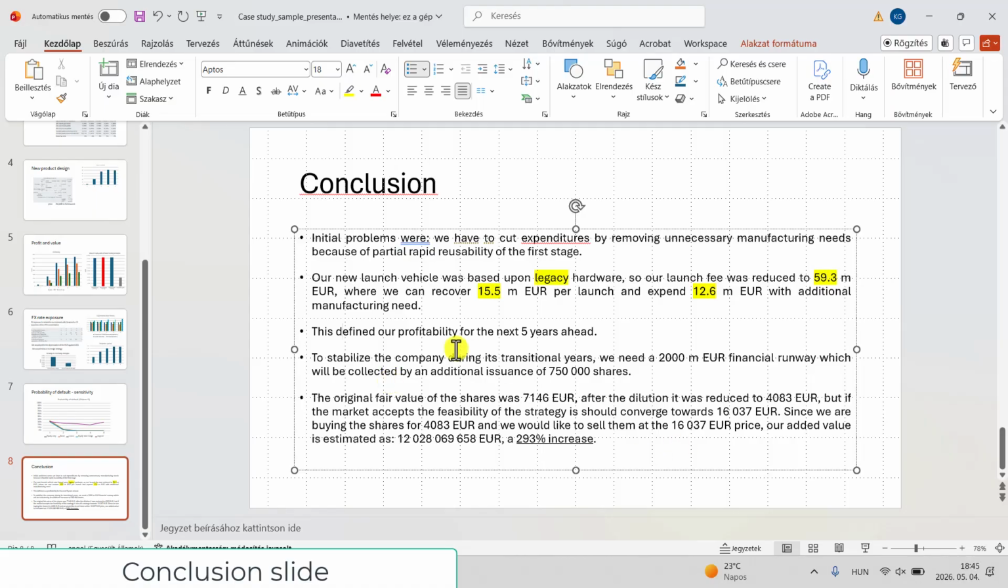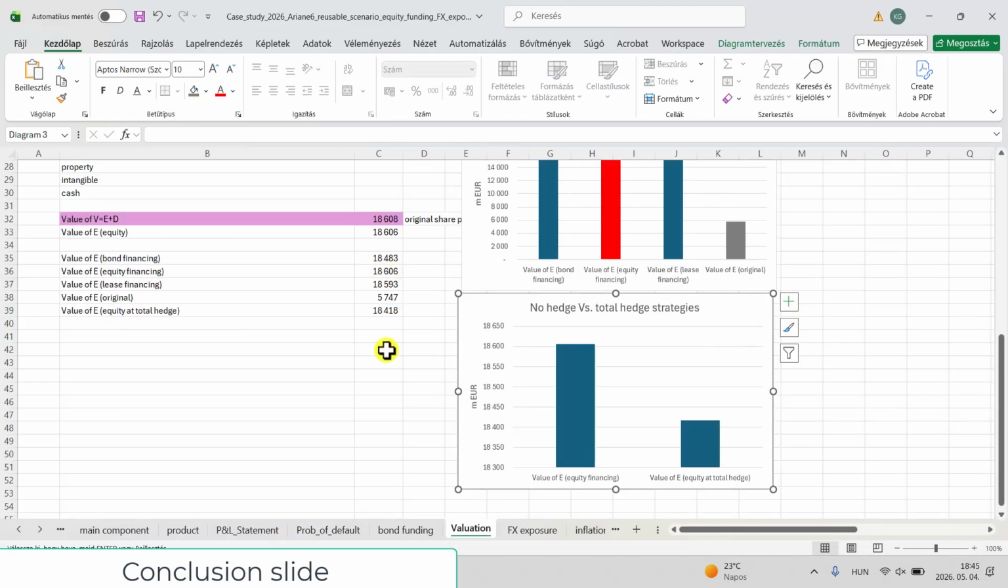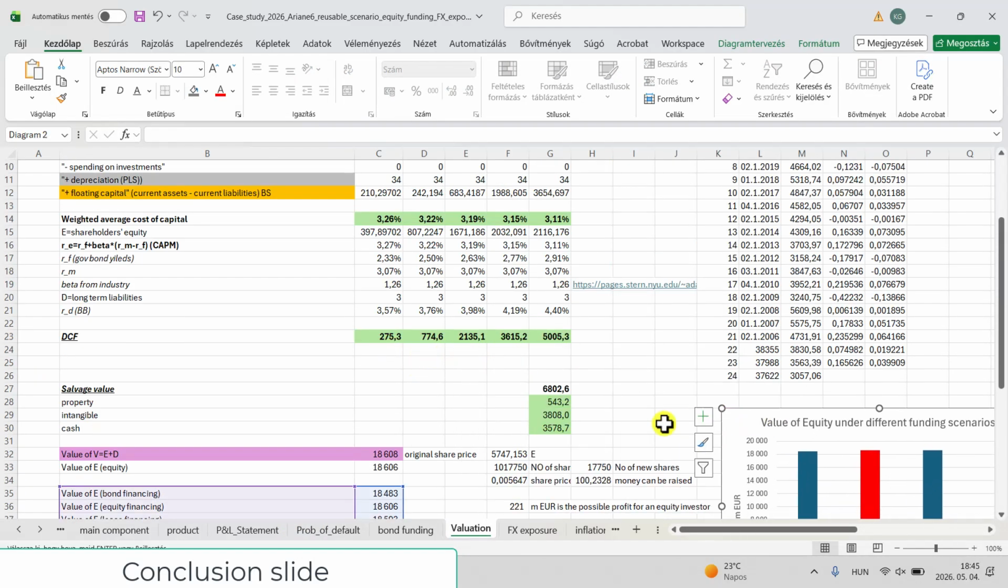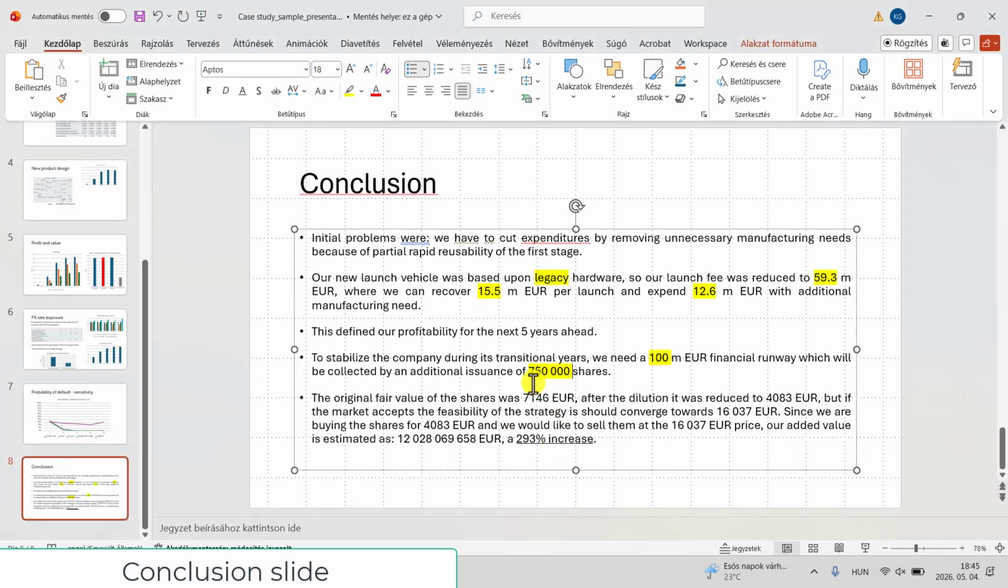Yes, it did. To stabilize the company during the transitional years, we need, at least I need, this 100 million euros is still better as a cushion, because we need a financial runway if things are going south or we have delays and so on. Things are exploding here and there, so obviously we need additional insurance of some shares. Again, in my case, it was a defined number of new shares. So this is what I should copy.